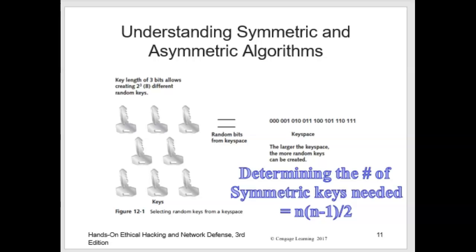Now, next then we turn to understanding symmetric and asymmetric algorithms. So as I said, the larger the key space, the more keys can be created and the more secure it is. For example, an algorithm with a 256-bit key space has 2 to the 256 power possible keys. So the more random keys that can be created, the more difficult it is for hackers to guess which key was used to encrypt the data.